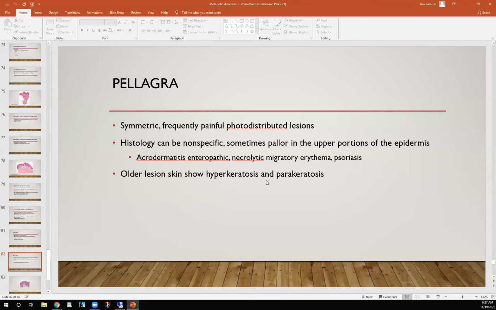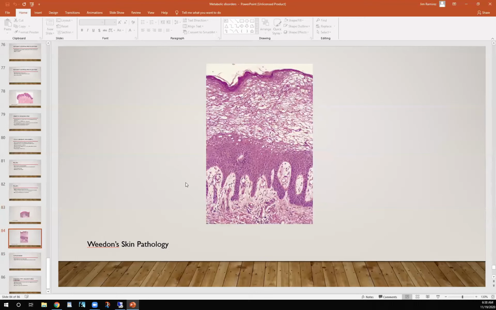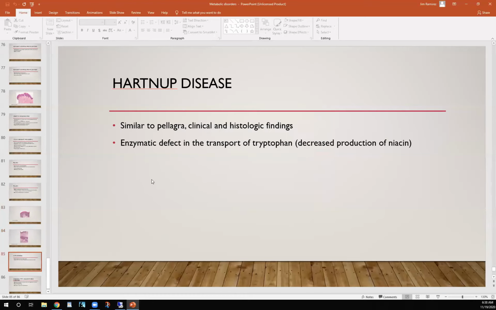Older lesions show hyperkeratosis and parakeratosis. And this is what I'm talking about, this psoriasiform pattern with sort of this pallor. Sometimes you get parakeratosis. Not the most specific, but certainly if I see this, I'm going to start thinking about going down the road of psoriasis or conditions of nutritional deficiency. And a really nice example here in Weedon of this very, very pronounced pallor of the upper portions of the epidermis, and then you get some psoriasiform change as well.